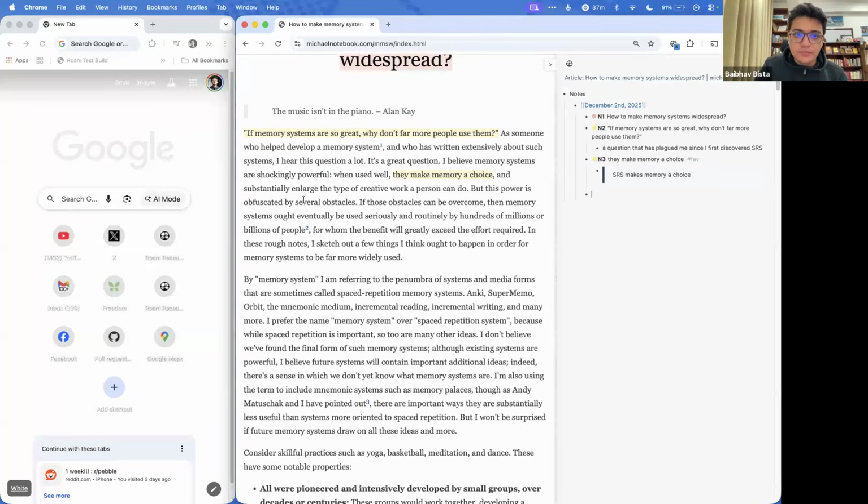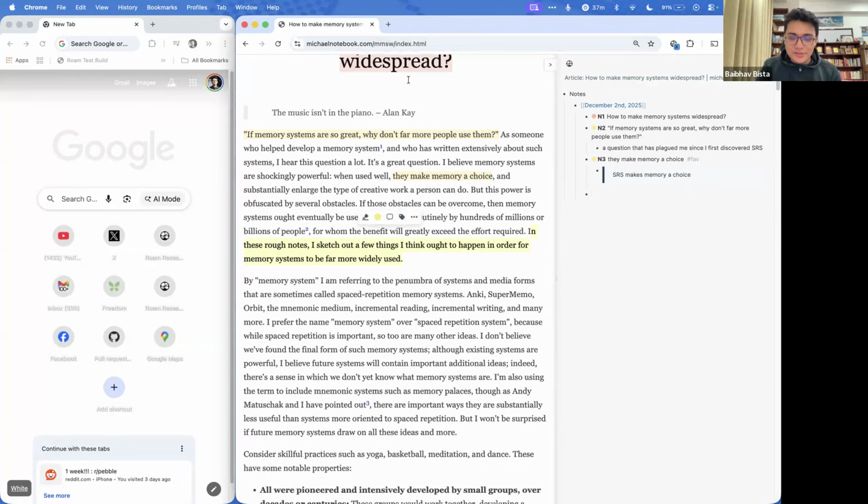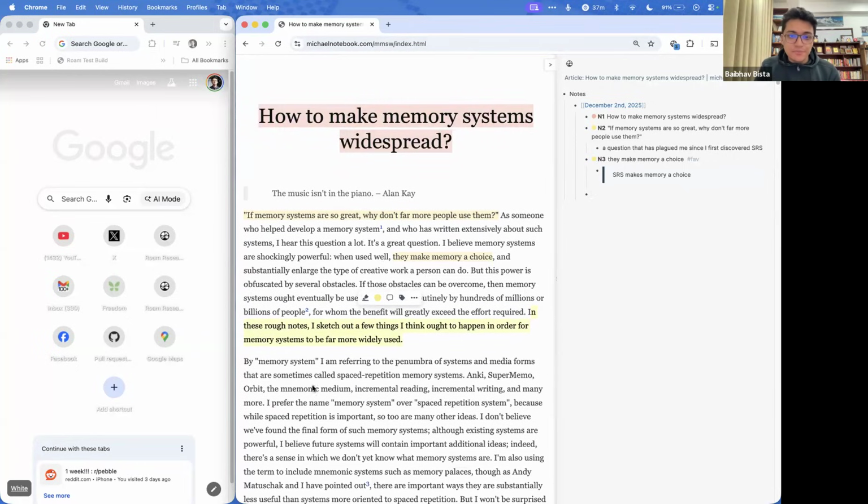Okay. And substantially enlarge the type of creative work a person can do. So, okay, this is essentially what this talk, or this essay, will be about: what are the things that need to happen in order for memory systems to be far more widely used.